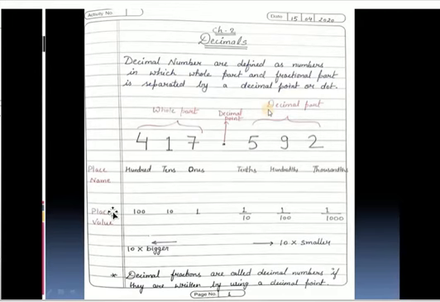We have studied decimal fractions in the fraction part, those fractions which have denominators of 10, 100, 1000, 10,000, and so on. So all those decimal fractions are called decimal numbers only. Okay.